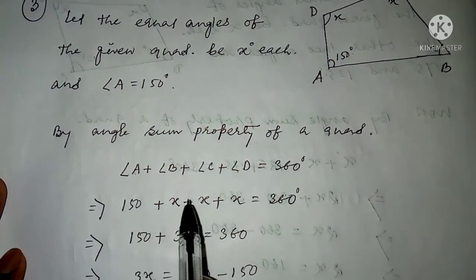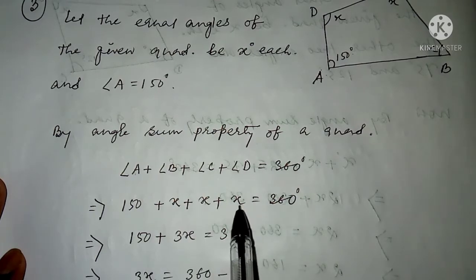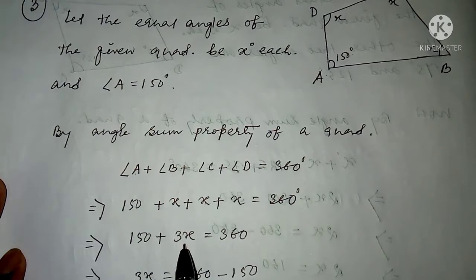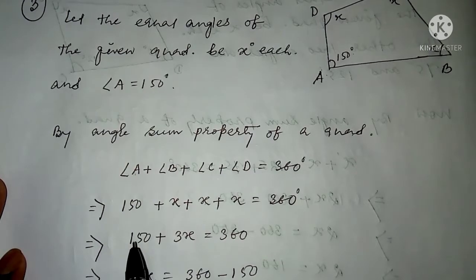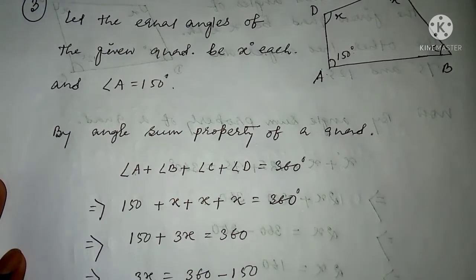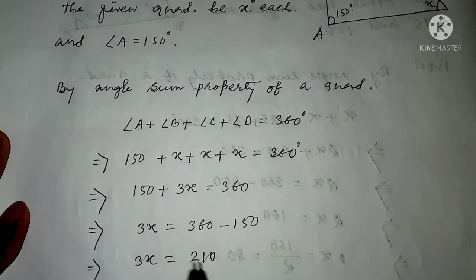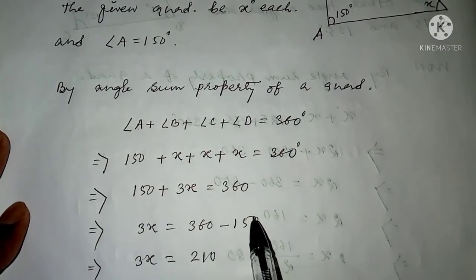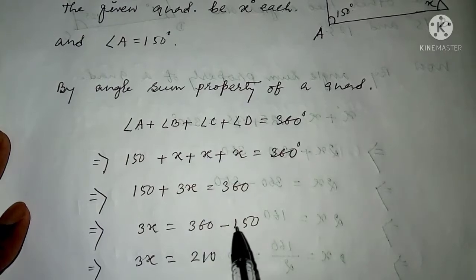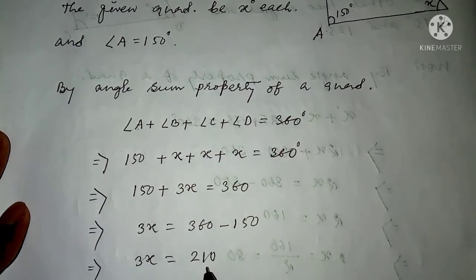150 as it is here, then x plus x plus x. For how many times? We have it 3 times, so you write it as 3x. Here also we need to find the value of x. I don't need this 3 and 150, so somehow I need to eliminate these two. As this 150 is in plus form, I'll transpose it to this side, and it becomes minus. Then 360 minus 150 gives me 210, and 3x is as it is here.